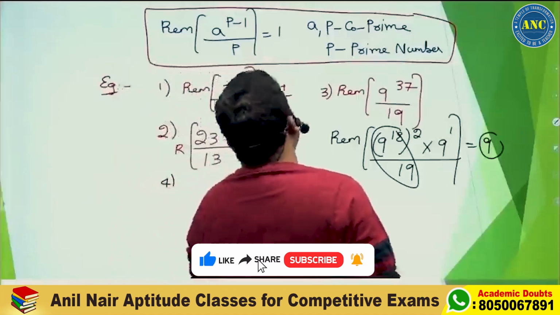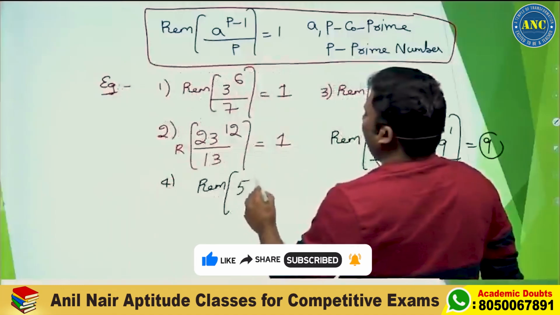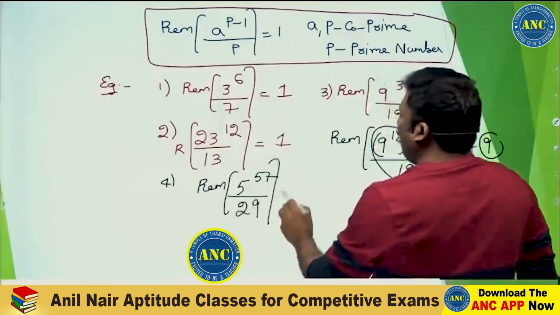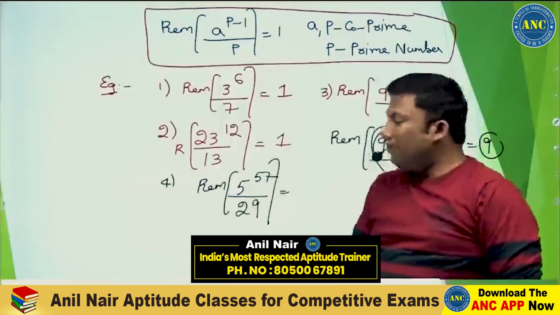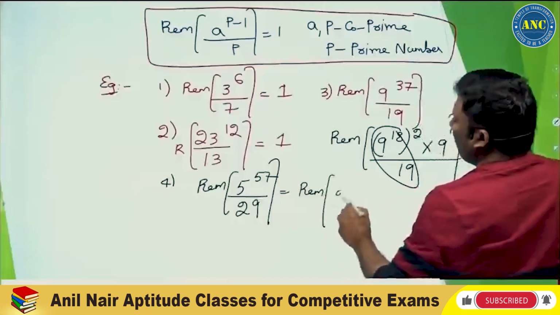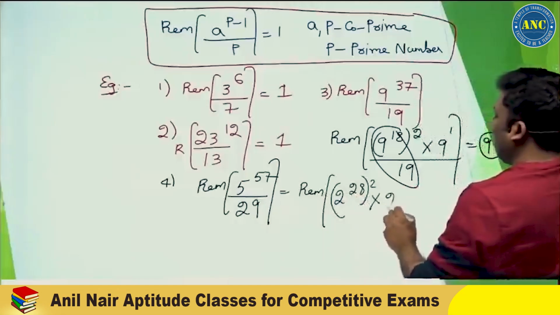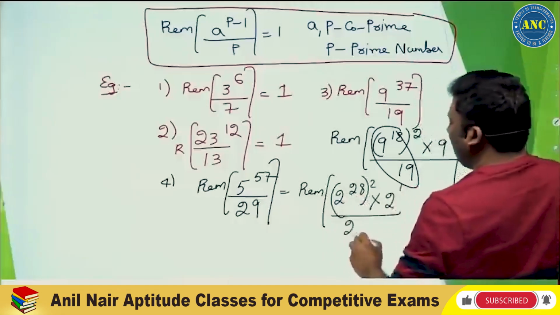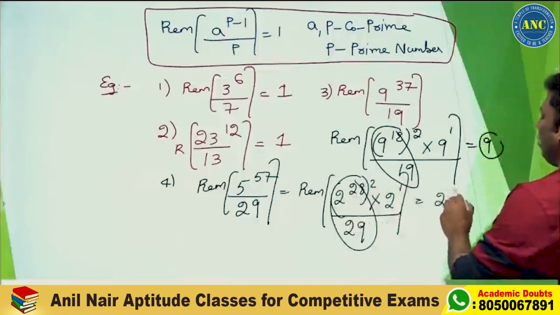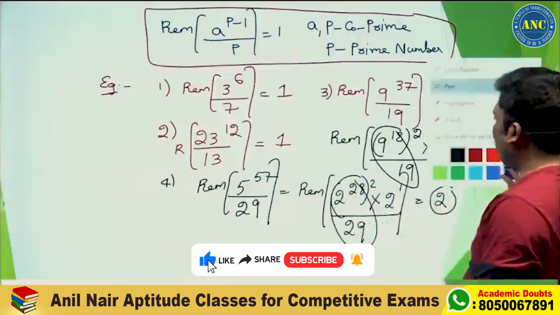Two more problems. Fourth question. 5 power 57 divided by 29. If the denominator is a prime number, then it will become 2 power 28. 28 twos are 56, and another 1 power of 2 is remaining. So these are nothing but 1, and 1 into 2 is 2.